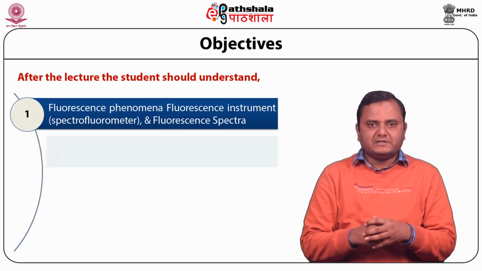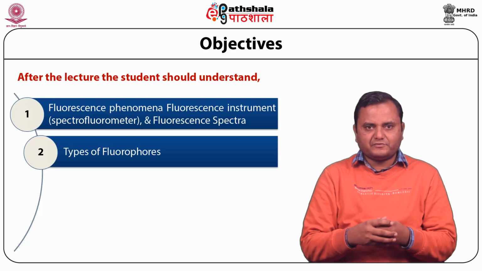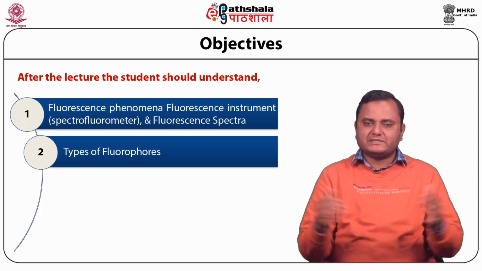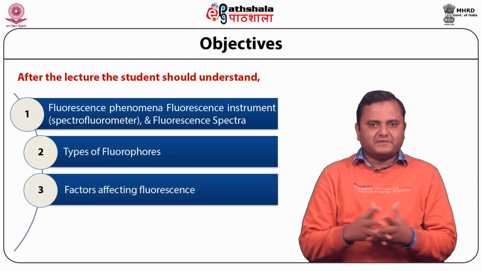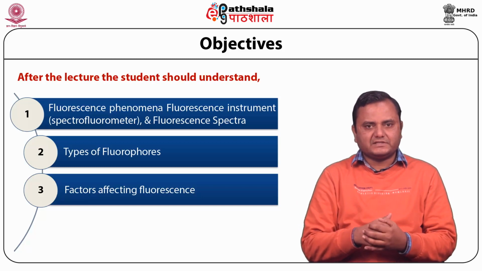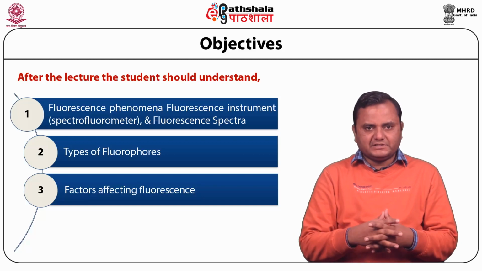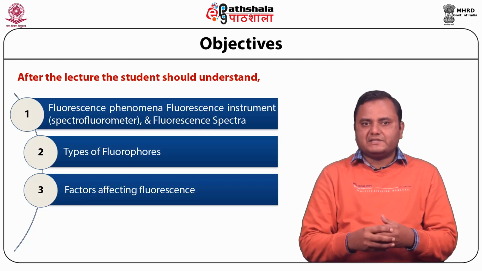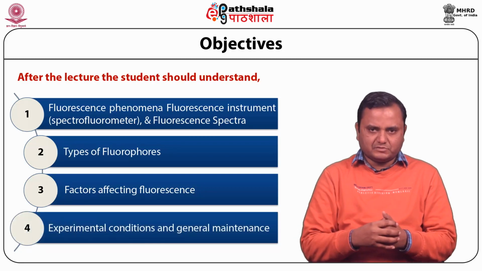Then we discuss the different types of fluorophores, like extrinsic fluorophores and intrinsic fluorophores, and all the details about these fluorophores. And then we discuss the factors affecting fluorescence, like the properties of the solvent system, medium, and chemical structure. These are the factors which affect the fluorescence properties of any material, which we will discuss in detail. And then at last we will discuss the experimental conditions and general maintenance of instruments.